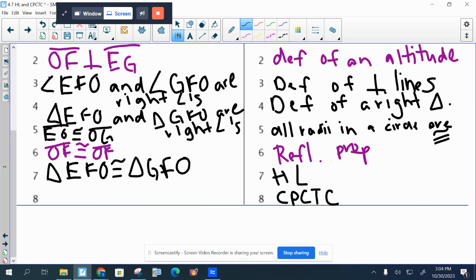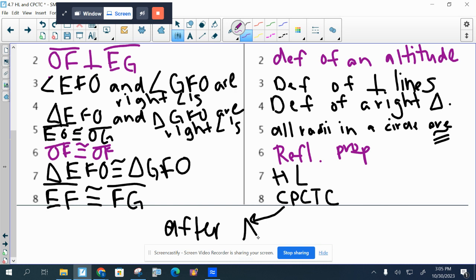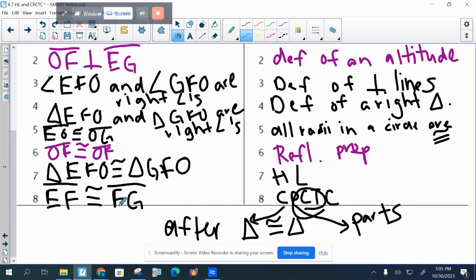You don't have to worry about writing it down right now, to prove that the third side, EF, is congruent to the corresponding third side of the other triangle, GF. So you only use CPCTC after you prove a triangle is congruent to another triangle. You don't use it before, because think about it. It means corresponding parts of congruent triangles. So you have to know that the triangles are congruent first, and then you can prove that all of the other parts that you didn't already prove are congruent are in fact congruent.